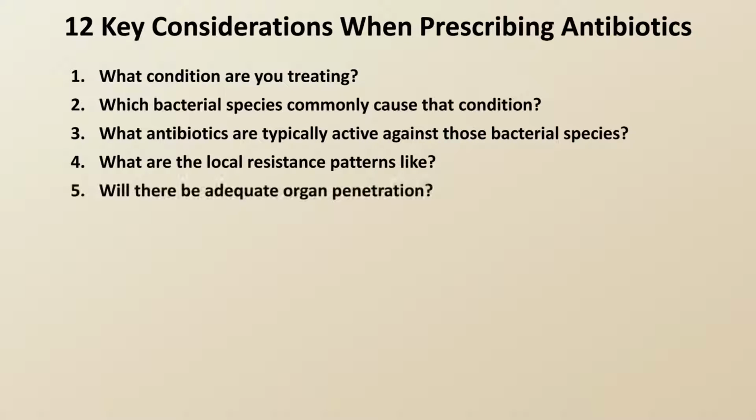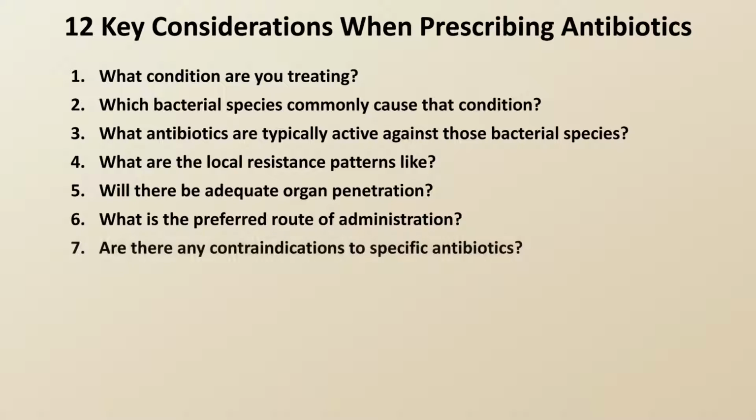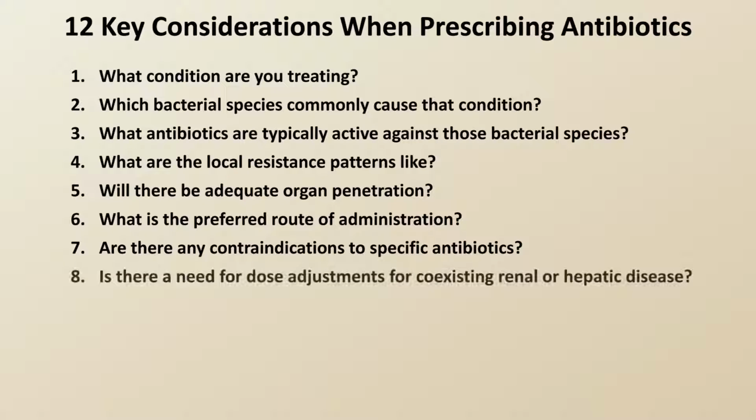Will there be adequate organ penetration? That is, not all antibiotics reach therapeutic levels in every organ. What is the preferred route of administration? Usually a distinction between oral or intravenous, though some antibiotics can also be given intramuscularly or topically. Are there contraindications to specific antibiotics? Is there a need for dose adjustments for coexisting renal or hepatic disease?